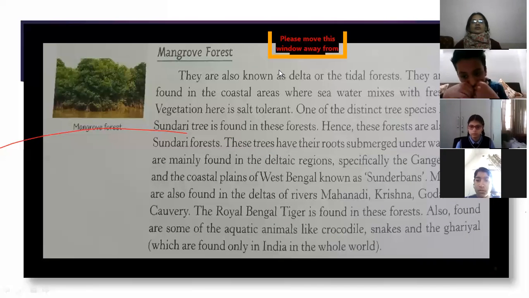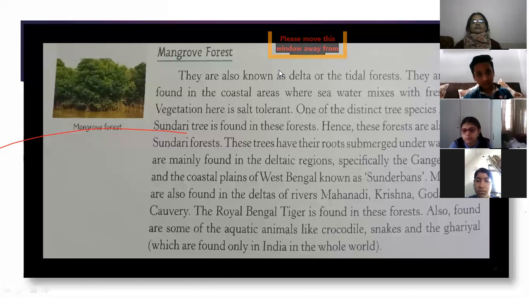Clear, students? And students, please rename yourself, those who are coming with this galaxy and that. Okay.